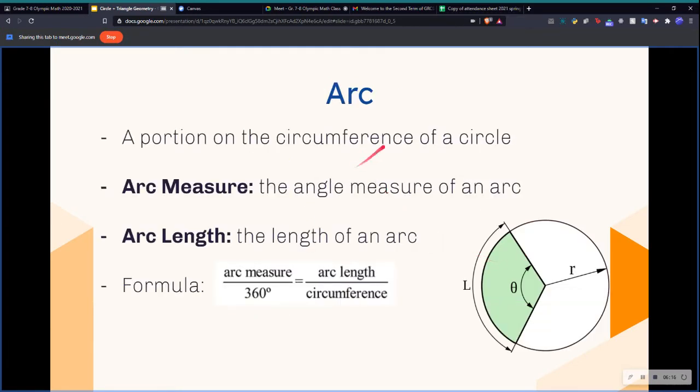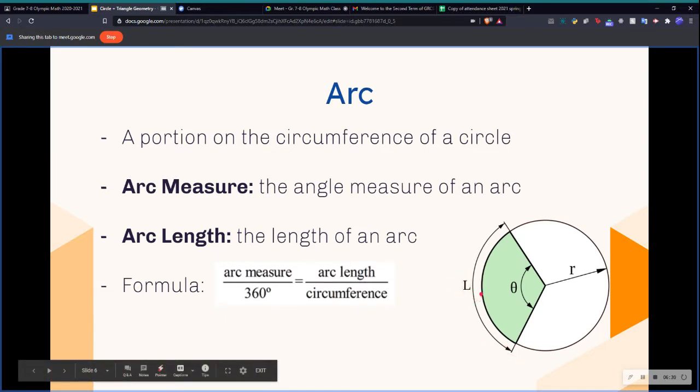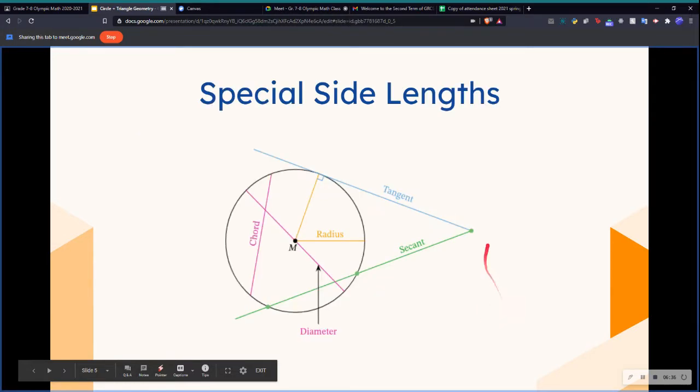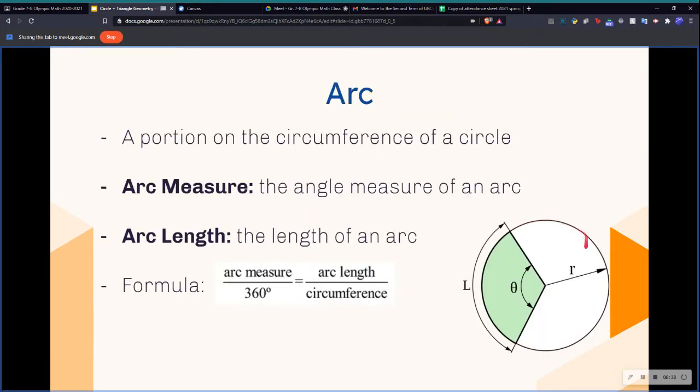Right. So let's look at what an arc is. An arc is a portion of the circumference of a circle. If we look at this diagram right here, we have this arc right here. They labeled it as L. So that's what an arc is. It's just a fraction of the circumference of the circle. You're only taking a piece of that circumference.